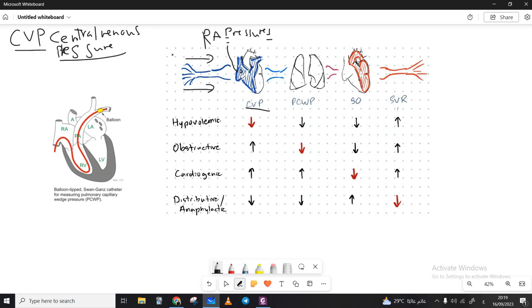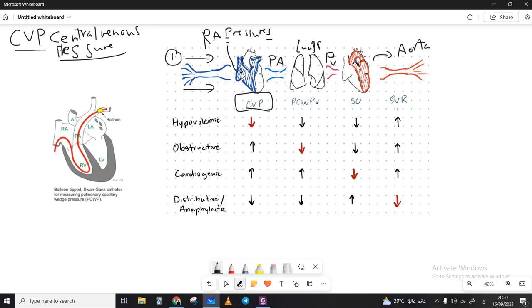And this is the first stage, by the way. The first stage is blood going from the veins into the right atrium, then to the right ventricle, then pushed through the pulmonary artery to the lungs, and then from the lungs through the pulmonary veins, then from the pulmonary veins into the left side of the heart, and then into the aorta. So the first stage is from the veins into the right atrium, and the first indicator of this stage is the central venous pressure.